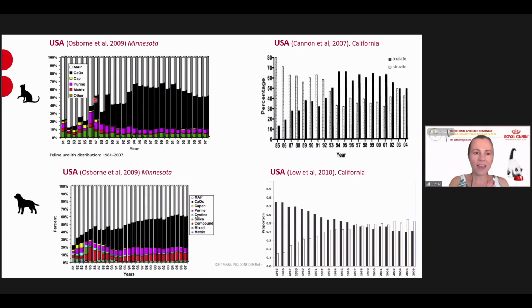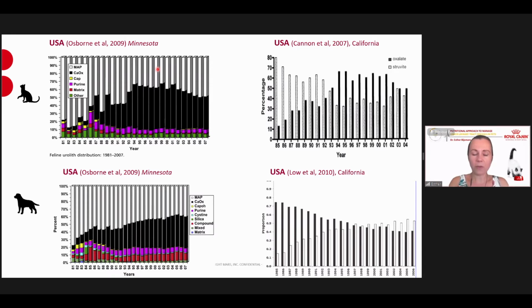And you can see that back in the 80s, struvite stones were the main urinary tract stone in cats, and calcium oxalate stones only accounted for a small part of them. But over time, the amount of calcium oxalate stones started increasing, and relatively, the number of struvite stones started decreasing. It's important to realize that all these graphs that I'm showing you are not the absolute number of stones. It's the relative number as opposed to each other.